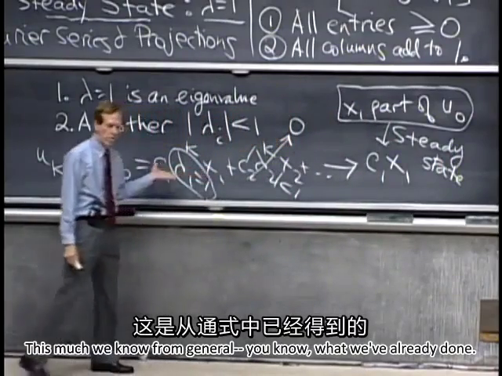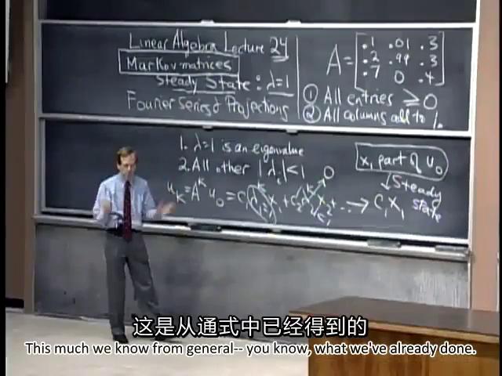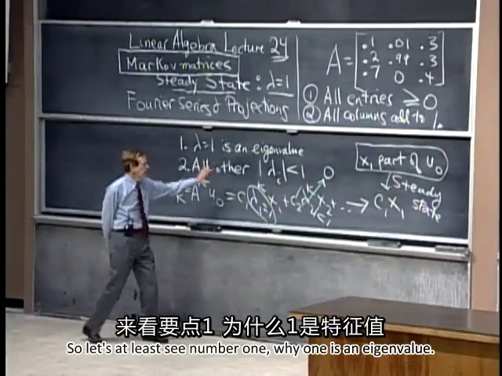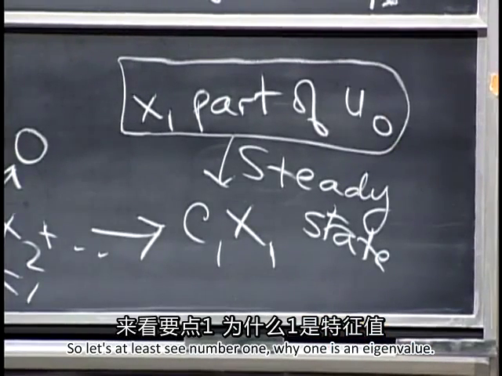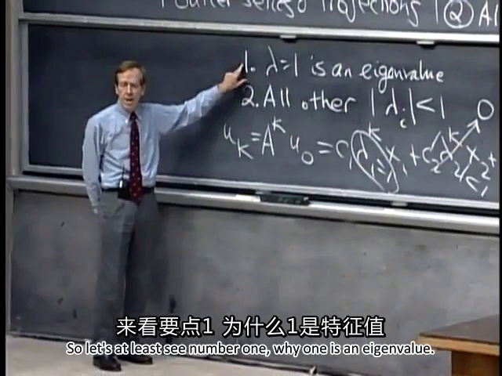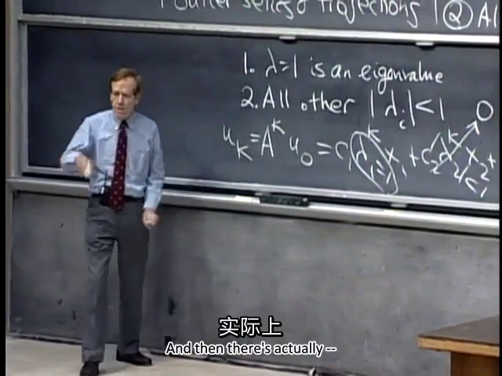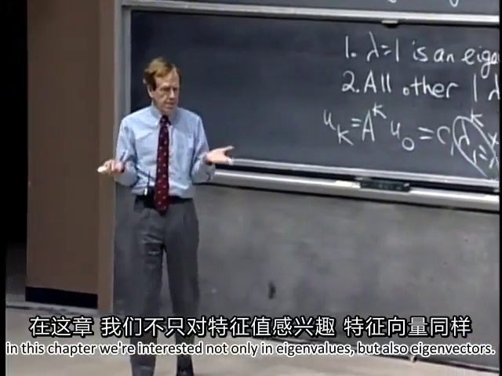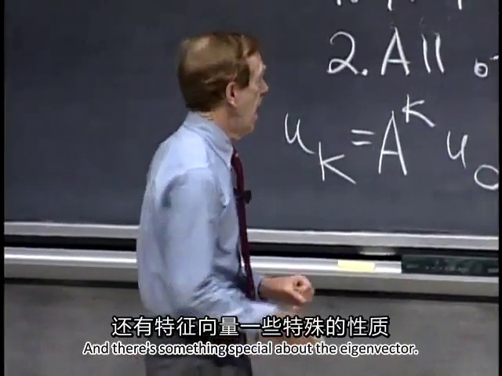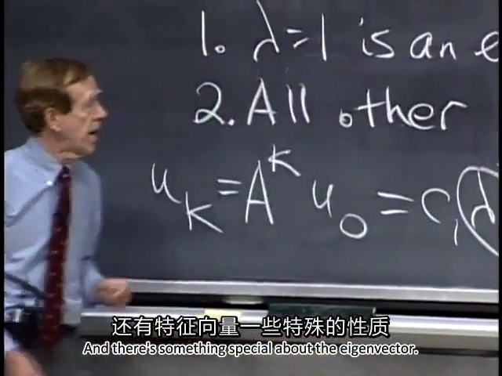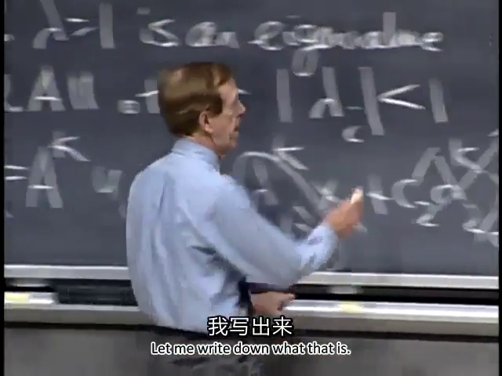This much we know from what we've already done. So I want to see why. Let's at least see why 1 is an eigenvalue. And in this chapter, we're interested not only in eigenvalues but also eigenvectors. And there's something special about the eigenvector. Let me write down what that is.